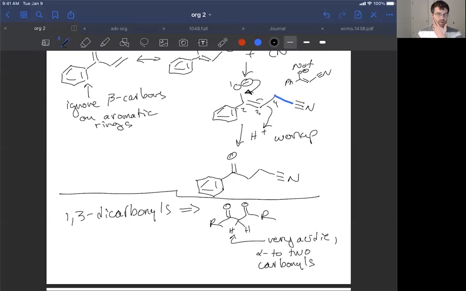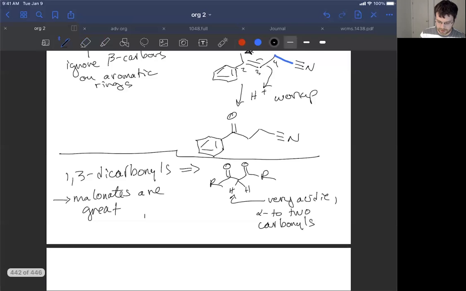So two carbonyls are surrounding those hydrogens, so they're both pretty acidic. As a result, what we can do is readily form the anion. Now, I like to pick malonates. Malonates are when the R groups are O-something, and we have an ester. It turns out it's an ester of the three-carbon dicarboxylic acid, malonic acid. We won't worry about that right now.